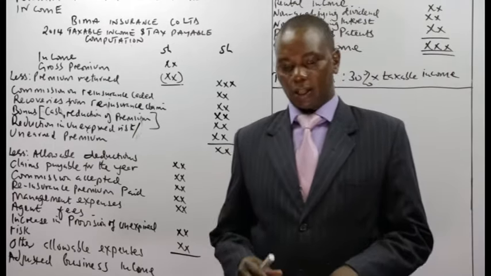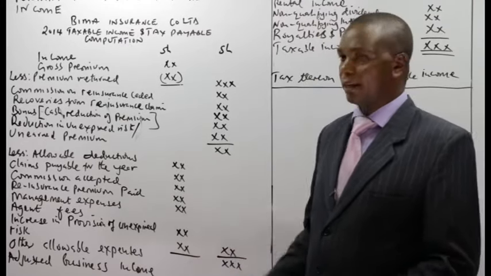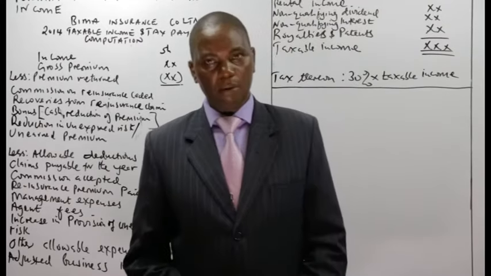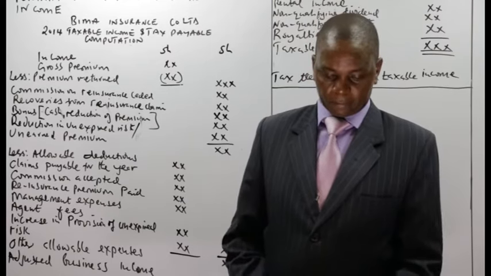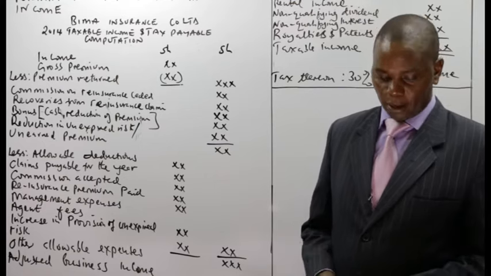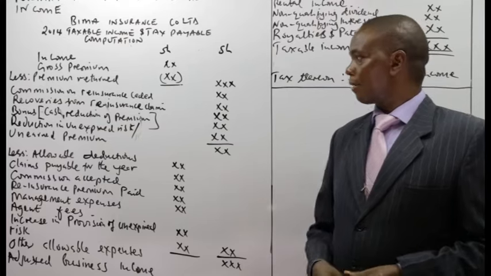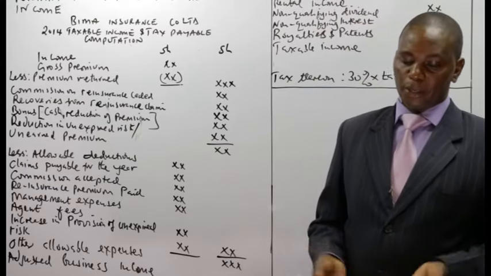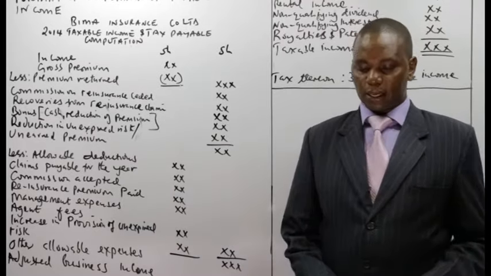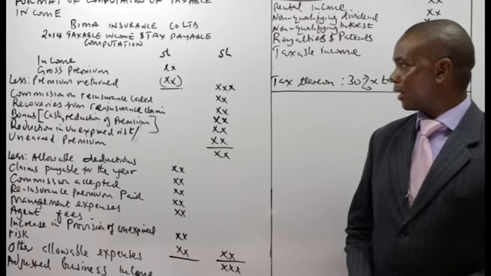So basically, those are the meanings of some specific terms that have been used here for the purposes of determination of the taxable income of an insurance company. So basically, we've explained the commissions, and we have the commission ceded, which is an income. We have also the payment of commission accepted, that is an expense. Then we have the reserve for unexpired risk.